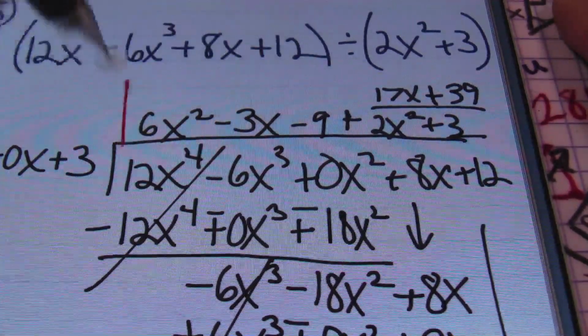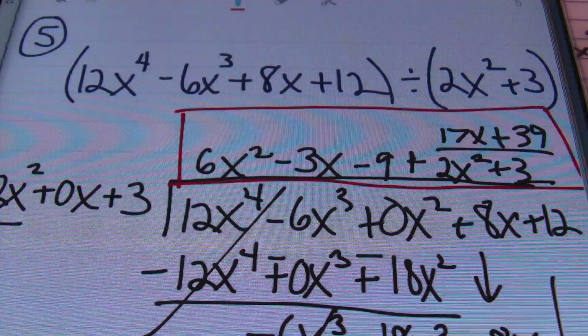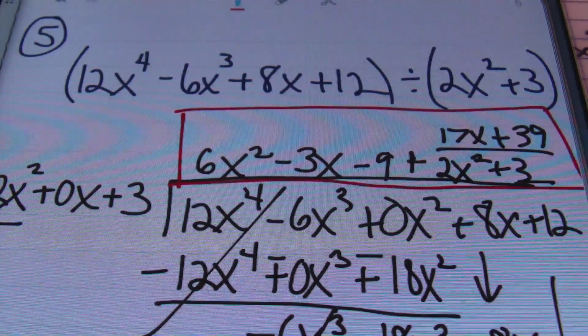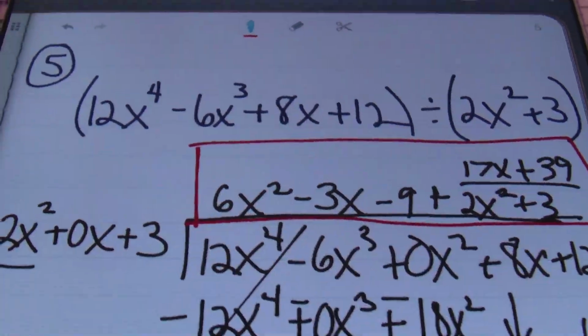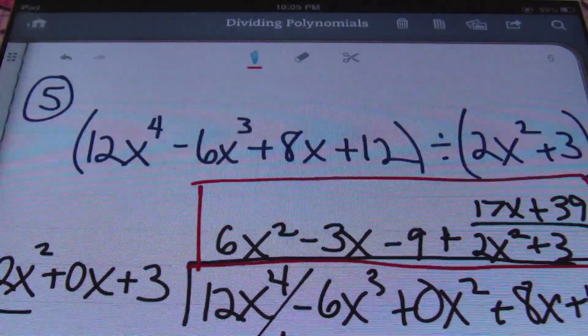Okay, ladies and gentlemen, that means that our answer here is as follows. 6x² minus 3x minus 9 plus 17x plus 39 over 2x² plus 3, and that's going to be your result for problem number 5, ladies and gentlemen. And that does it for our lesson today on dividing polynomials.